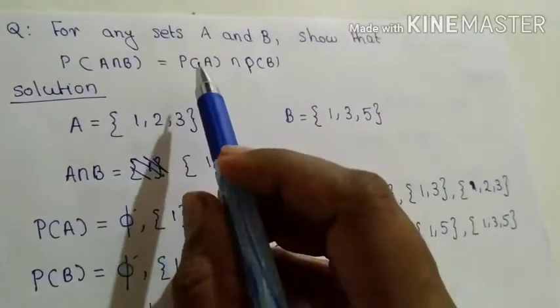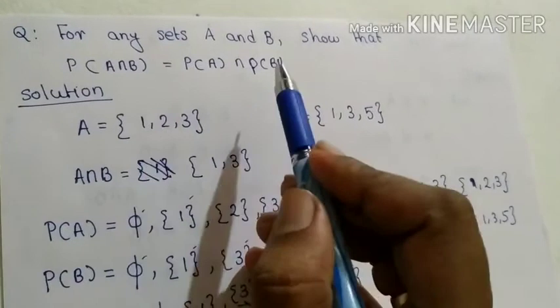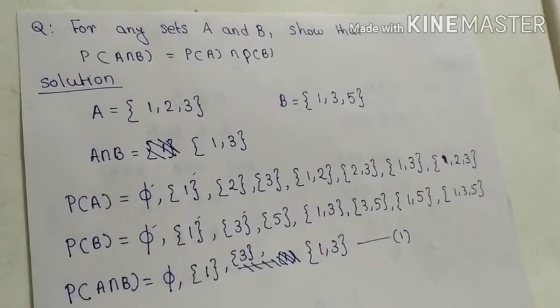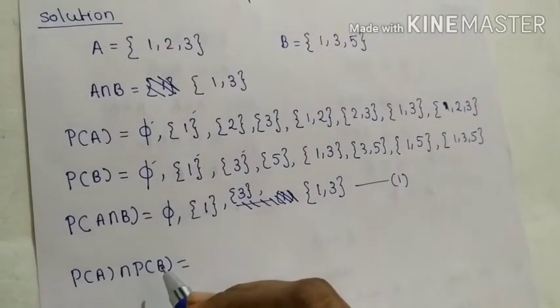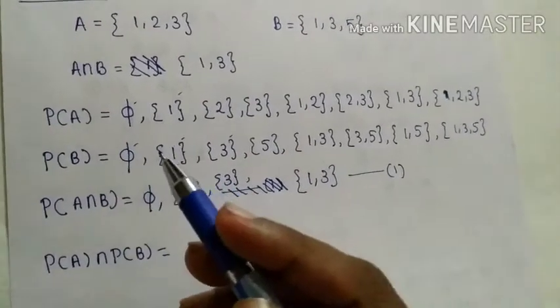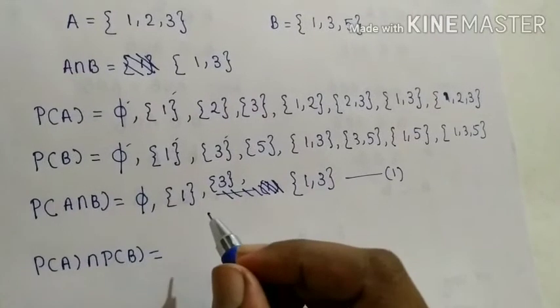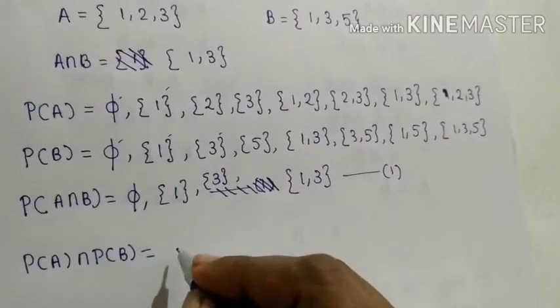Next I am going to find out the RHS. That means P of A intersection P of B, power set of A intersection power set of B. We need to find out the elements which are common to both P of A and P of B. So let us observe these two sets. The elements which are common will be, first one, the null set.